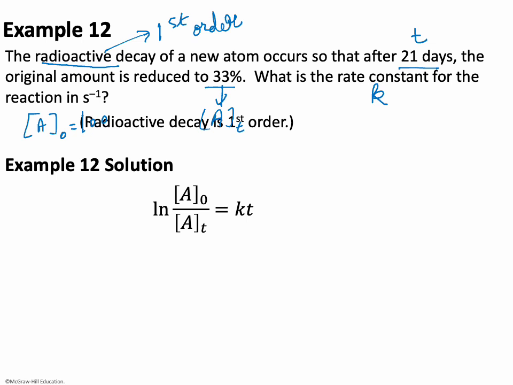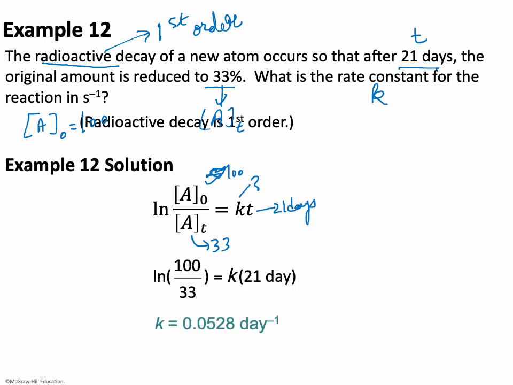If this is the expression, A0 is 100, At is 33, K is what we need to figure out, and time t is given to us as 21 days. So we just rearrange the equation again and we solve for the missing information. So integrated rate law is very straightforward. You just have to use the rate laws to solve for the missing information.